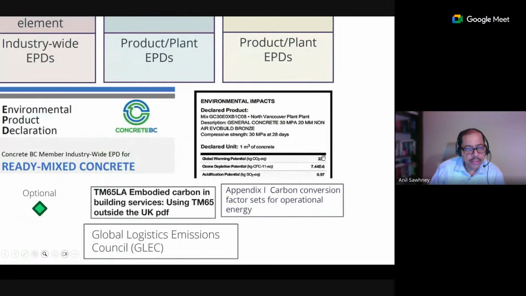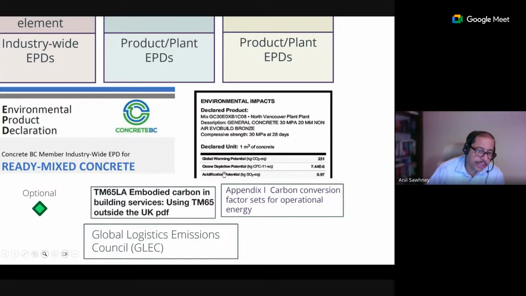GWP is 231 kilograms of carbon dioxide equivalent. It's very similar to somebody saying 1 cubic meter of concrete is equal to X rupees. So you can calculate the total cost of concrete. Same way you can now calculate emissions coming from the concrete that you're using.